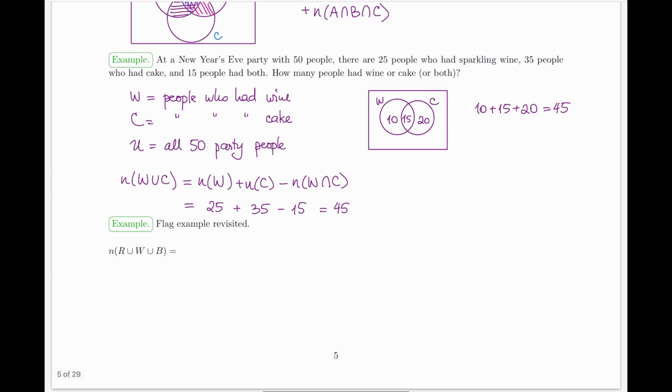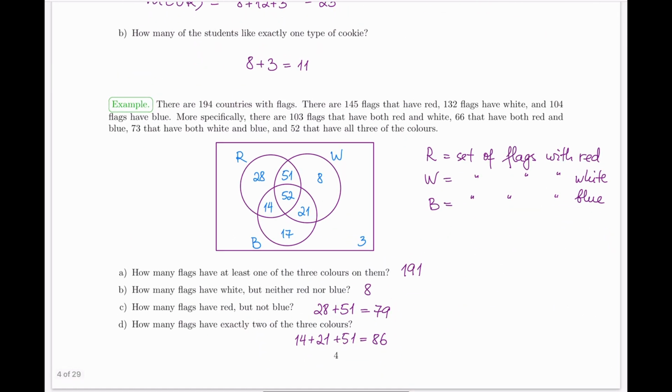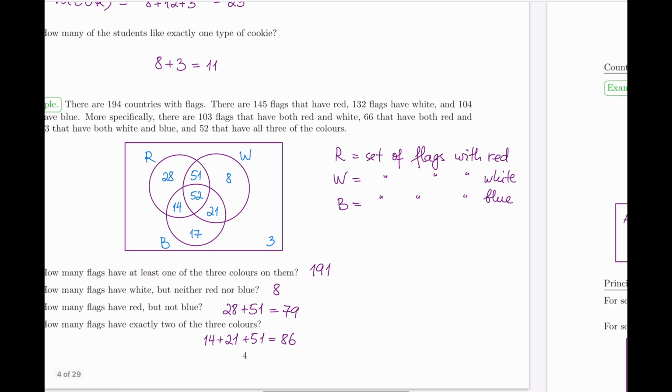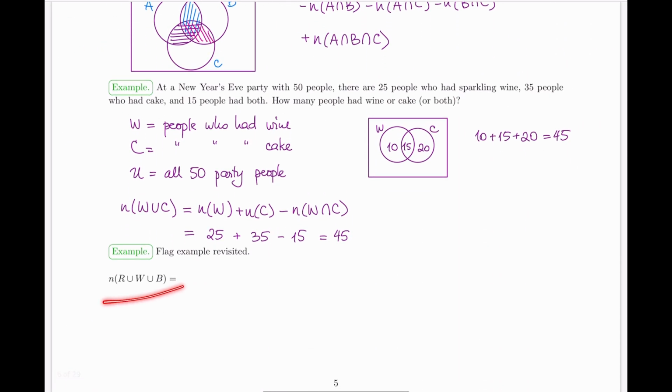On the previous page, we had the example about the flags, and let's revisit it by using the principle of inclusion-exclusion. The question, the last of the questions there asked, or maybe let's count the first one. How many flags have at least one of the three colors on them? At least one of the three colors corresponds to the union of the three sets. So this means that the flag has red or white or blue, which means that at least one of the colors is present, that one of the colors that was specified is present.